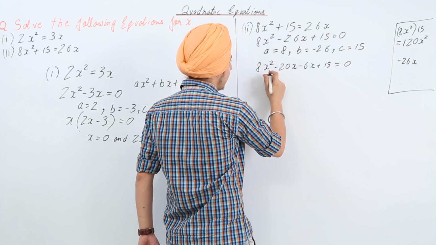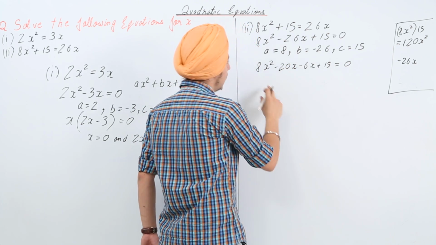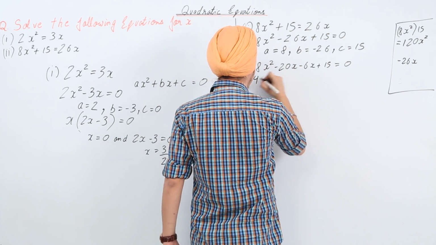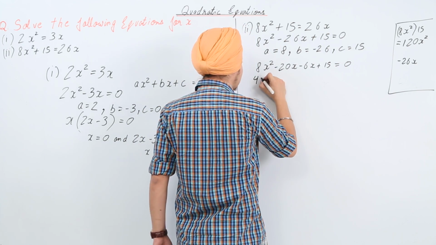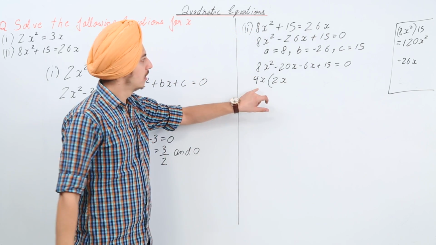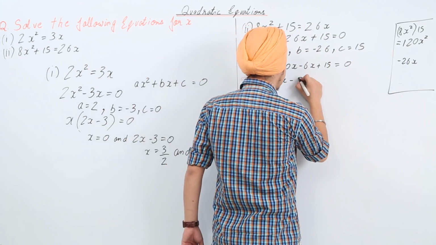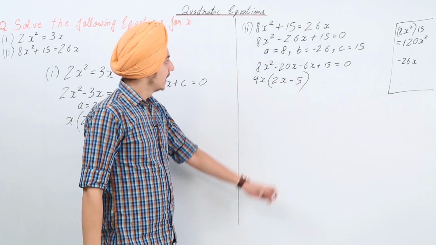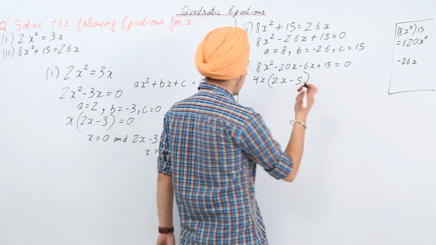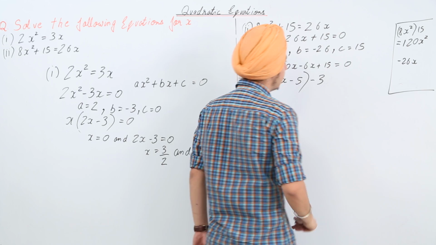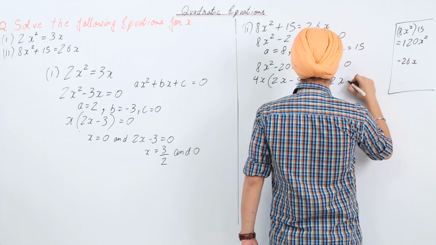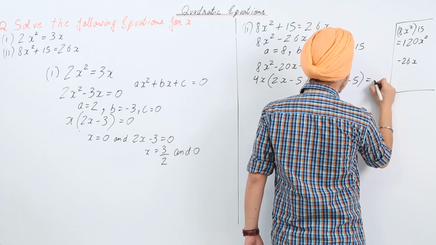Now we take something common from the first two terms and then from the second two terms. First of all, we take 4x common from the first two terms. This term remains 2x, am I right? And from this remains 5. Okay. Now from the second two terms also we have to take something common. That term is minus 3. If we take minus 3 common, what remains in this bracket is 2x minus 5.